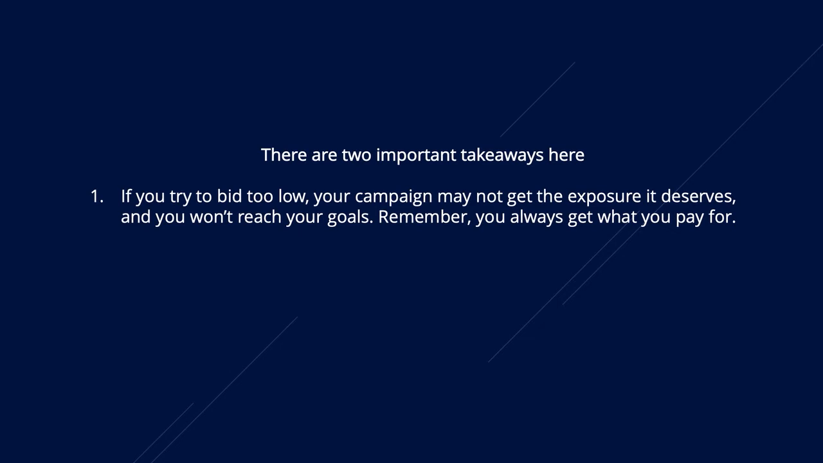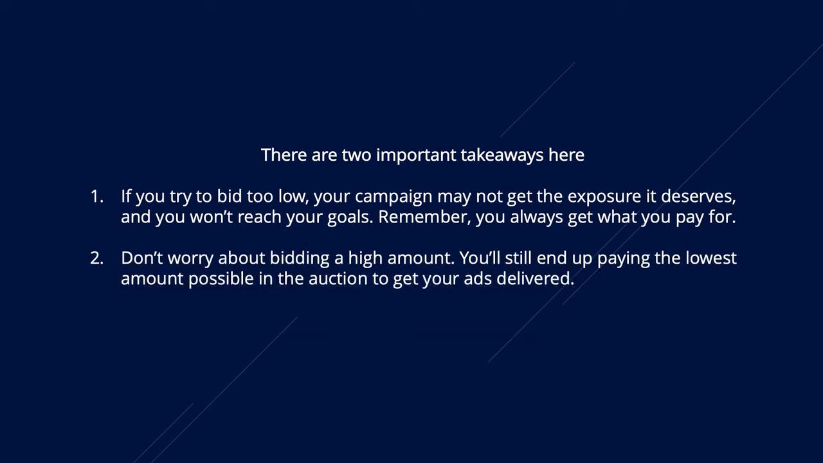The second takeaway is, don't worry about bidding a high amount. You'll still end up paying the lowest amount possible in the auction to get your ad delivered. So that's really important to note. Some people might think if I put my maximum bid as £10, then I'm going to pay £10 every time someone clicks my ad. It doesn't really work like that. You're only going to pay 1 penny more than the highest bidder below you.